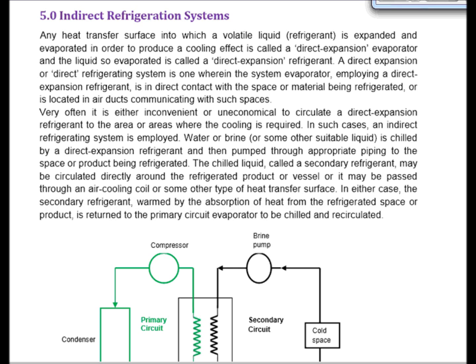So basically, an indirect refrigeration system is one whereby the primary refrigerant is away from the actual space being cooled, and there is a secondary circuit where a different refrigerant is being circulated through, and the heat that is being transferred into the secondary refrigerant is cooled through a heat exchanger that is incorporated in the actual evaporator of the primary circuit.